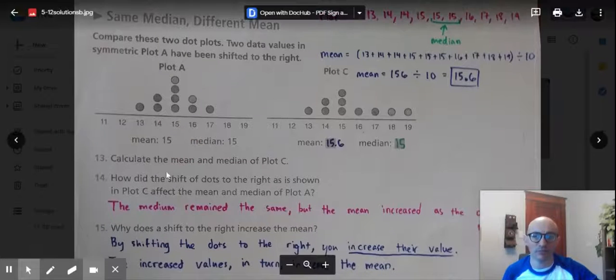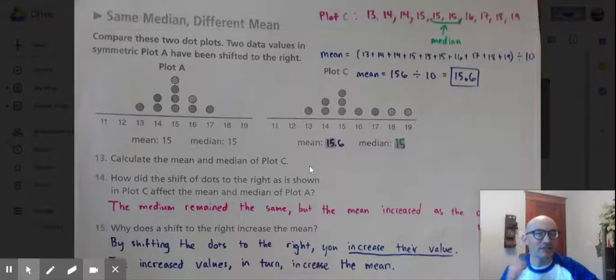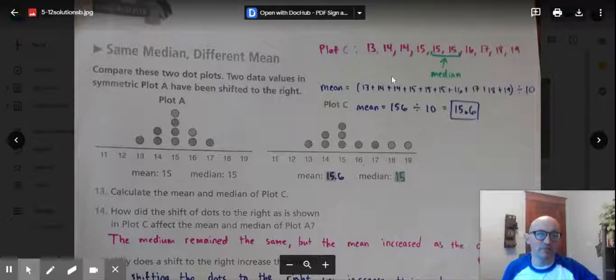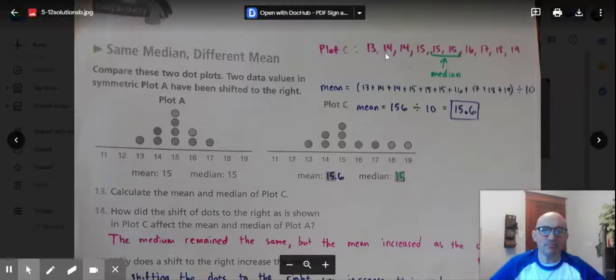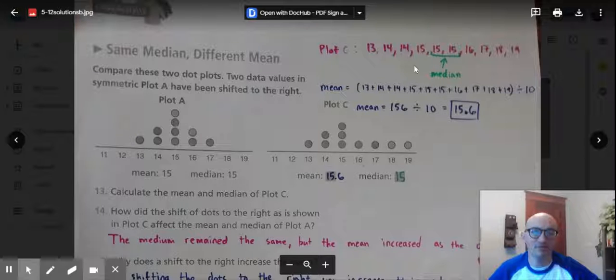Now let's look at problem 13. Calculate the mean and median of plot C. So plot C, I did my work up here at the top part of the page. My first thing I want to do when I'm trying to find the median is list my values from smallest to largest. So here they are, 13. There's one dot at 13, so I write 13 once. There are two dots at 14, so I write 14, comma 14. 3 at 15, so 15, comma 15, comma 15. 1 at 16, 1 at 17, 1 at 18, and 1 at 19. So there you have it. I've listed them from smallest to largest.